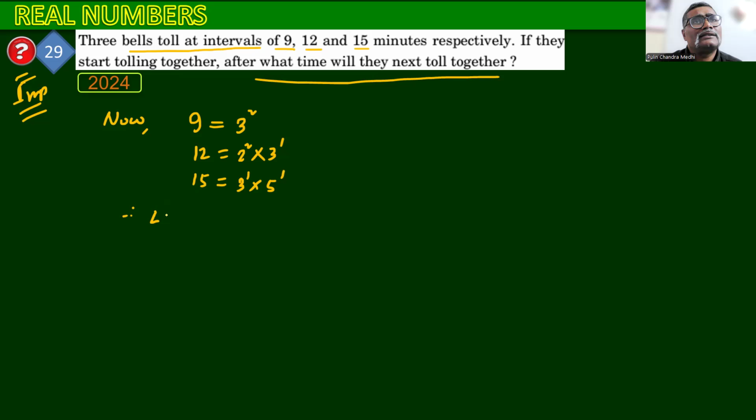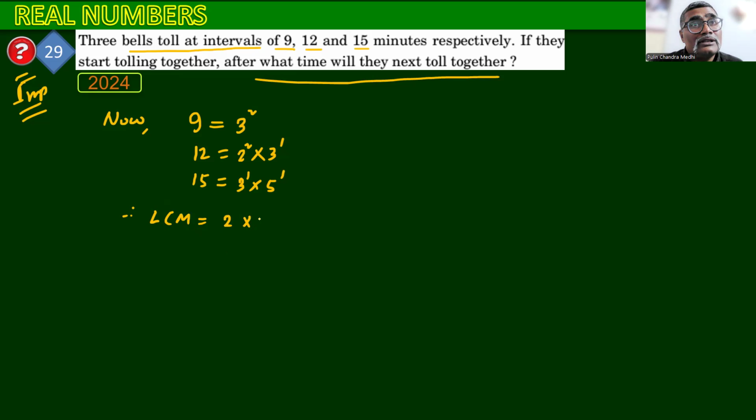Therefore, in the meantime, you will write a statement on why LCM is needed. You must write what I have told, that they will again ring after that time, which is a common multiple of 9, 12, and 15, so we need to find the LCM. So you write like this.